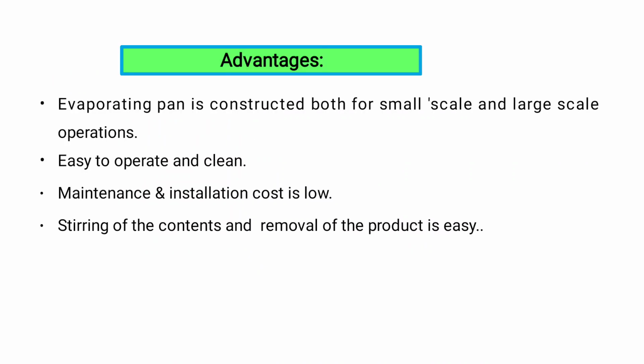Advantages of the evaporating pan. The evaporating pan is constructed both for small scale and large scale operations. It is easy to operate and clean, because many different equipment on an industrial scale are difficult to clean and operate, but the evaporating pan is easy to operate and clean. Maintenance and installation cost is low. Stirring of the content and removal of product is easy.